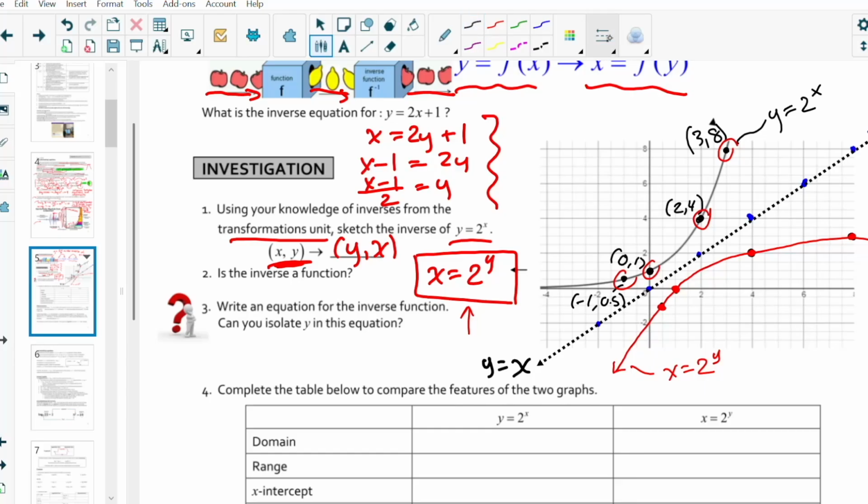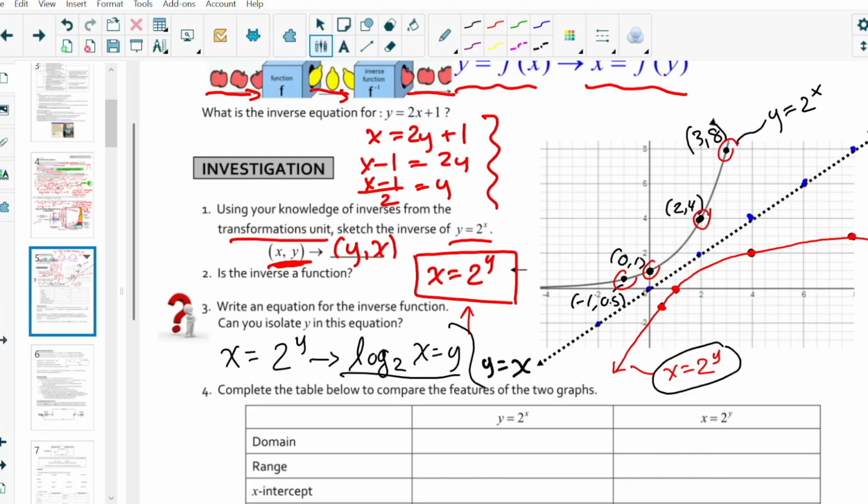Okay, let's answer a couple questions. Write an equation for the inverse function. Can you isolate this? How do I isolate y in this equation? Because we usually write functions in terms of y. We'll show you how to do this later, but this is how you do it. Log base 2 of x equals y. You can actually graph log base 2 of x equals y in your graphing calculator. It will look like this, what we just graphed. Because this you cannot graph in your graphing calculator because everything has to be in terms of y.